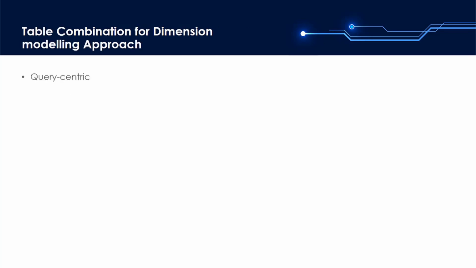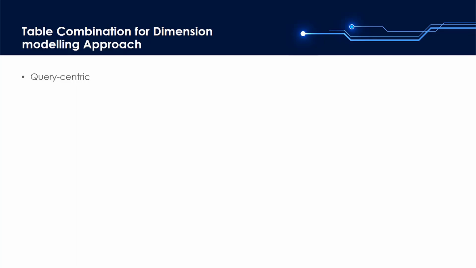Now, apart from the various design factors that we discussed earlier, there are a few other considerations of table combination for dimensional modeling that we need to be aware of. The first important element that we have to consider while designing our table combination for dimensional modeling is query. The table combination should be query-centric, as query essentially provides the outcome, and our design or model should be appropriate for query execution.